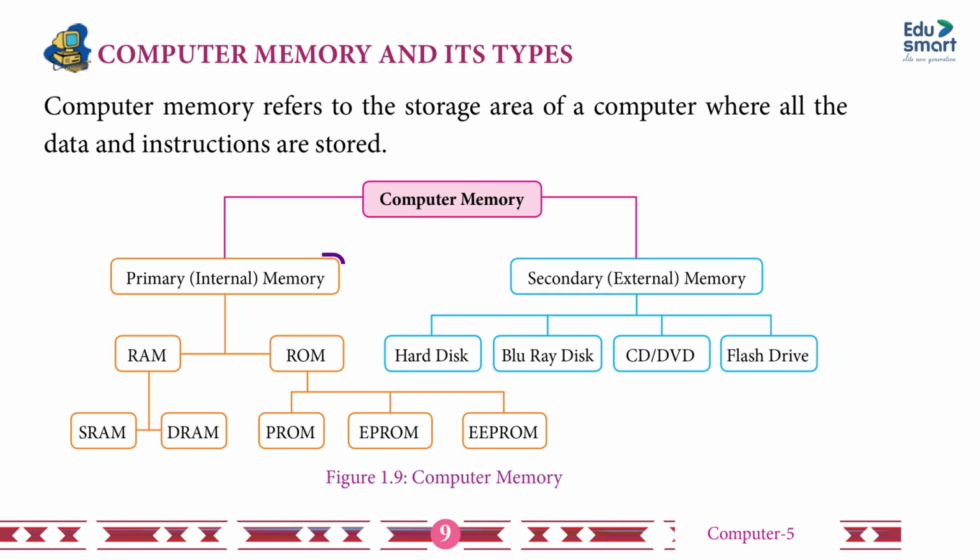Computer memory. Primary internal memory: RAM, ROM. RAM: SRAM, DRAM. ROM: PROM, EPROM, EEPROM. Secondary external memory: hard disk, Blu-ray disc, CD, DVD, flash drive.